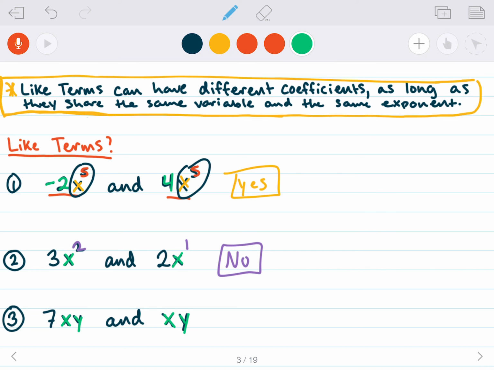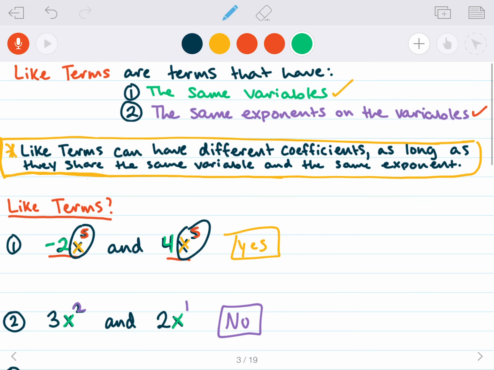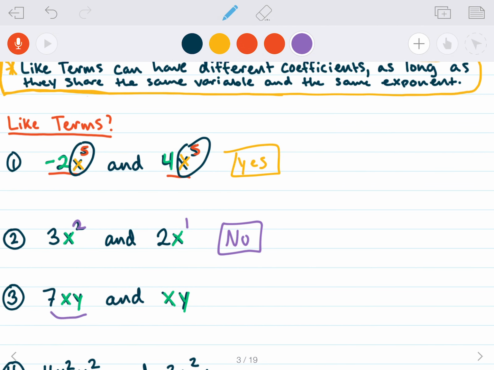So condition 1 is true. Now condition 2 says I need to have the same exact exponents on the variables. So on my first term right here, I have a 1 on the x, understood, and a 1 on the y, understood. In my second term, xy, I have a 1 on the x, understood, and a 1 on the y, understood. So this checks out, right? We have the same variables, x and y, and the same exact exponents on the variables.